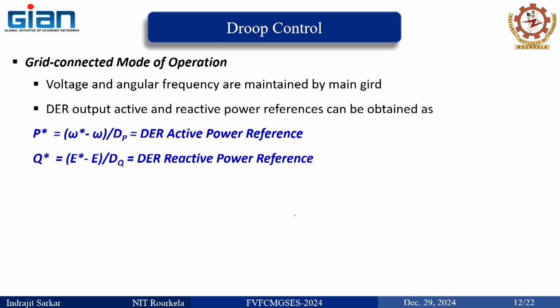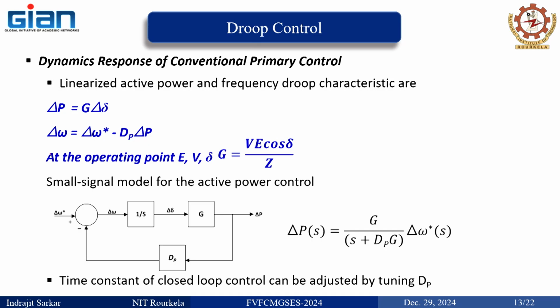When it is in islanded mode, we are defining voltage and frequency from droop characteristics. But when it is in grid connected mode, the angular frequency and voltage are maintained by the grid. So the only thing that we have to do is generate the active and reactive power references, which can be done using these two equations. The reference is there, the actual omega, and then if you divide by the droop coefficient, you can generate the active power reference and reactive power reference.